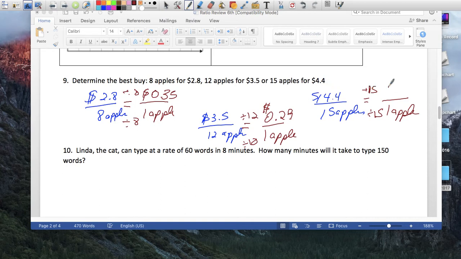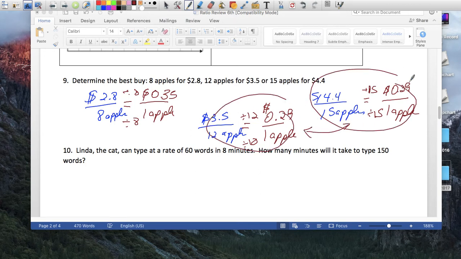Ooh, we're going to have a tie. Well, I didn't mean to, but it's going to be 0.29. So these two are tied. This one is a tie. It's this one, 29 cents each. But that would be the work necessary. Okay?